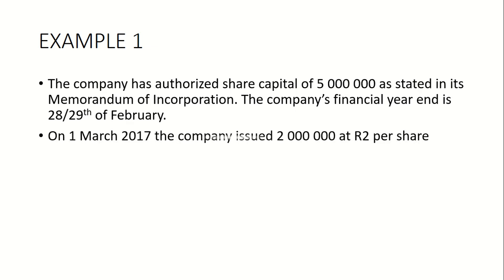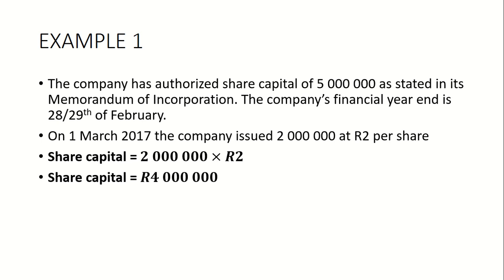The company has an authorized share capital of 5 million, as stated in its memorandum of incorporation. The company's financial year end is the 28th or 29th of February. It can be any other year. On the 1st of March 2017, the company issued 2 million shares at 2 rand per share. Please note that 2 million is the number of shares that we have issued, and 2 rand is simply the share price. To get share capital, the money that we received from the shareholders, we're going to multiply that 2 million by 2 rand.